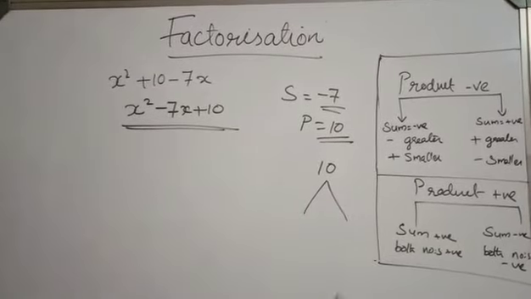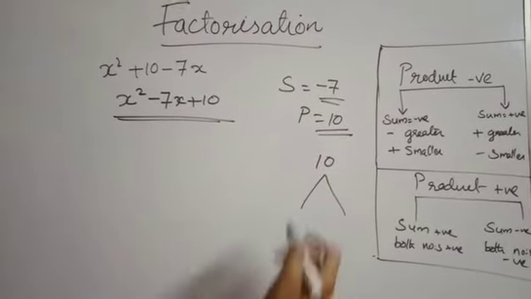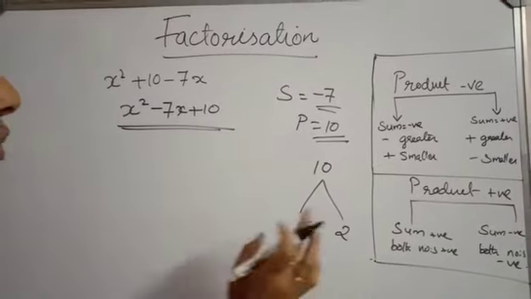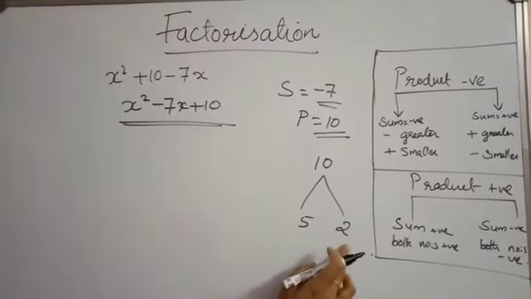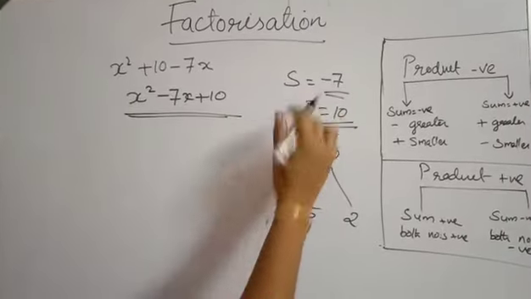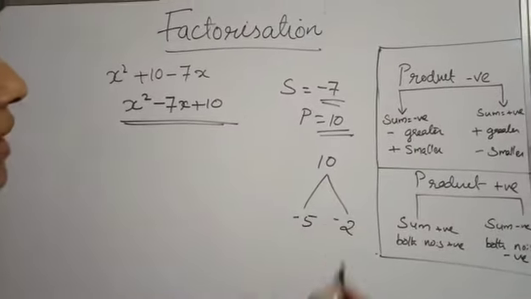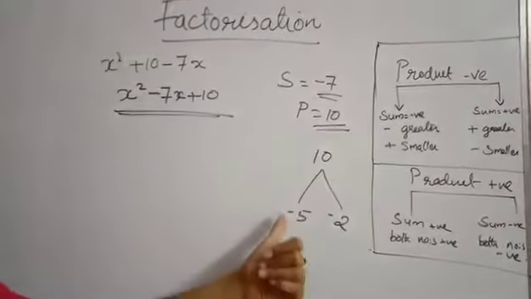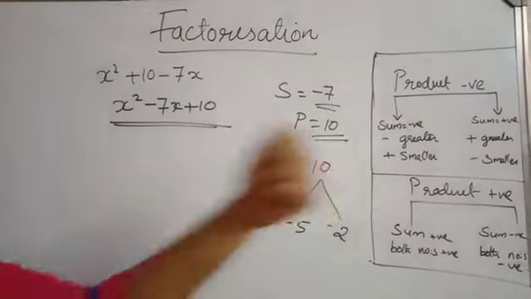It's simple. No need of any factorization. Here, you see that 5 and 2, when you are adding 5 and 2, you will get 7, and when you multiply these two, you will get 10. Since the sum is negative, both these numbers will be negative. So, minus 5 and minus 2 will be minus 7, and minus 5 into minus 2 is plus 10.